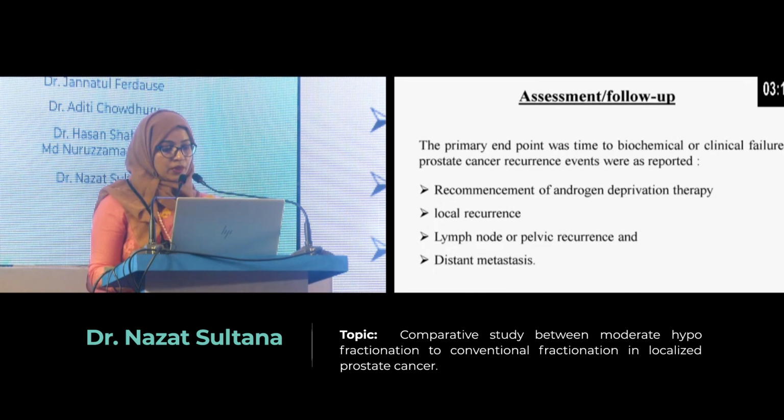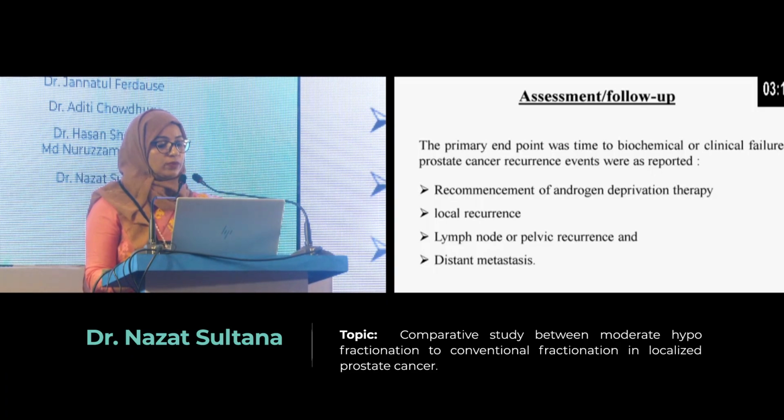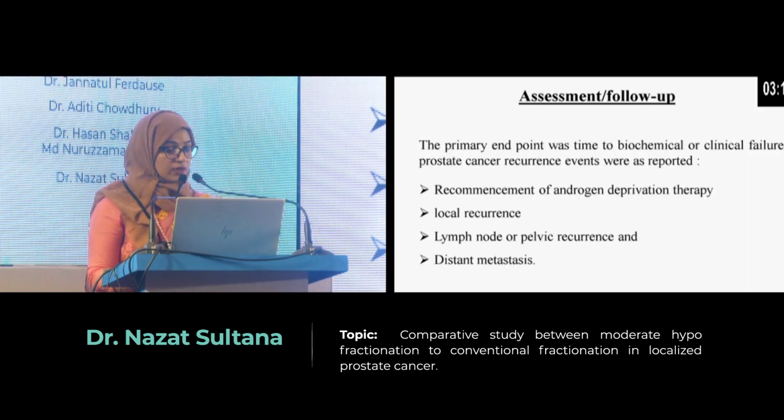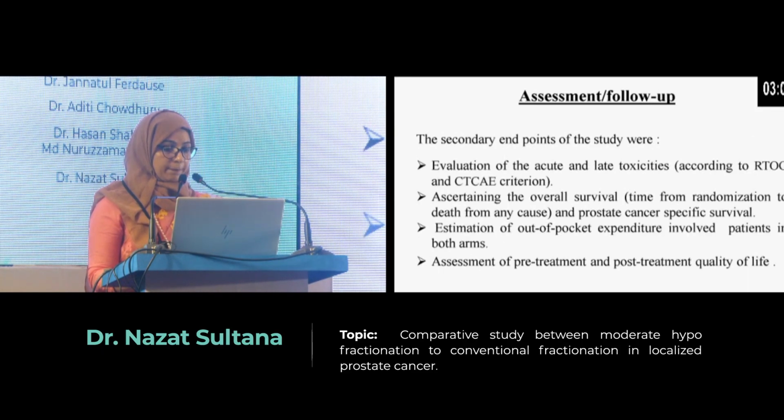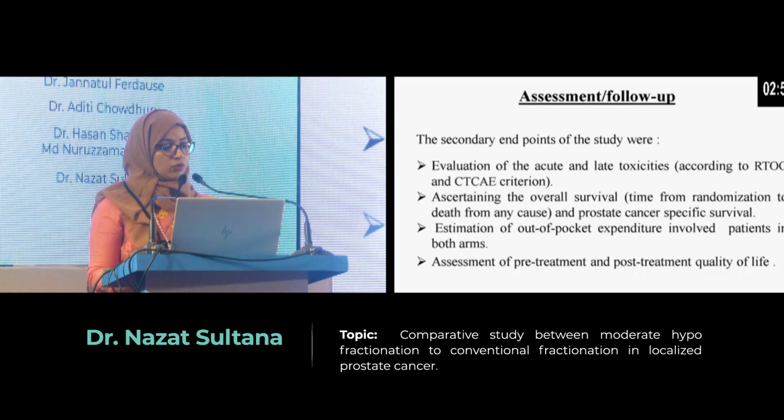The primary endpoint was time to biochemical or clinical failure, reported by the recommencement of an ADT, local recurrence, lymph node or pelvic recurrence, or distant metastasis. The secondary endpoints were evaluation of acute and late toxicities according to RTOG or CTC-AE criteria, and ascertaining overall survival and prostate cancer specific survival. Also estimation of out-of-pocket expenditure for patients in both arms, which is almost half in the moderate hypofractionation schedule, and of course pre-treatment and post-treatment assessment of quality of life.